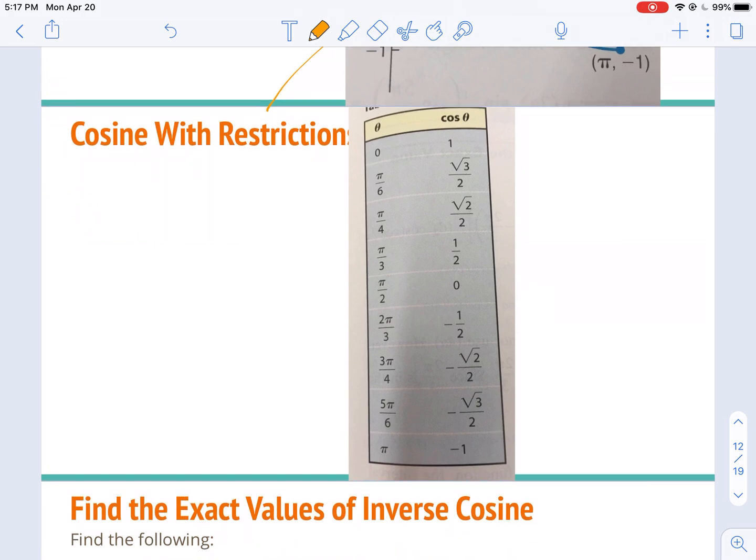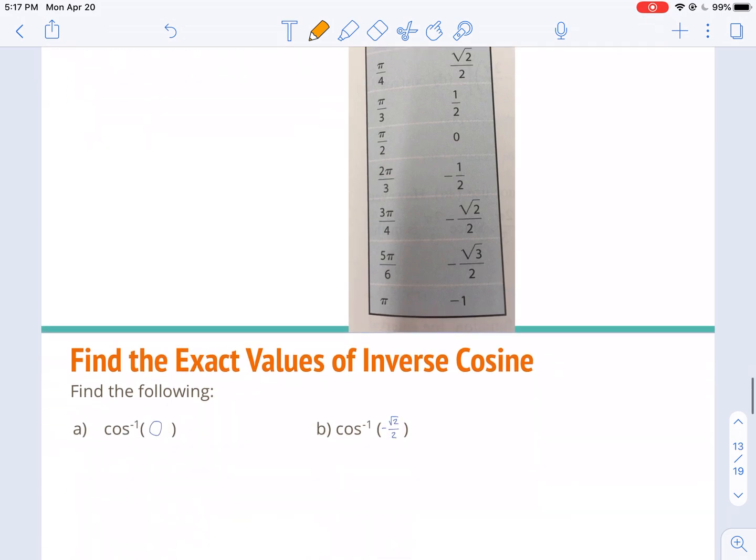These are the cosine values within the unit circle. So we should know these angles. If I'm being asked what is the inverse cosine of 1, it's always going to be 0. If I'm being asked what is the inverse cosine of 0, it's always going to be pi over 2. These are the unit circle angles which we can work with. It makes our life easy.